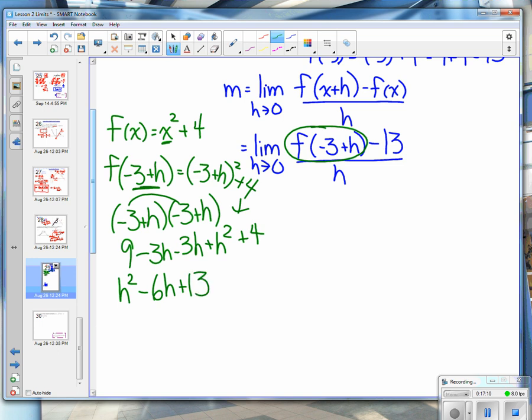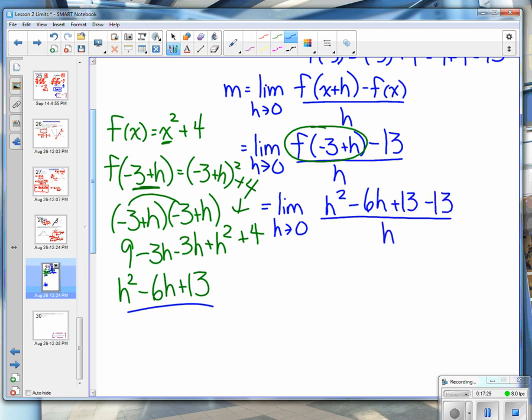So now what we can do is go back over to our formula. I've got my limit as h approaches 0. That, what I've circled in green, has simplified to this. So I'm going to plug in h squared minus 6h plus 13 minus 13, all divided by h. And now we can simplify, and you'll see this looks very similar to the other one that we did. 13 minus 13 is gone.